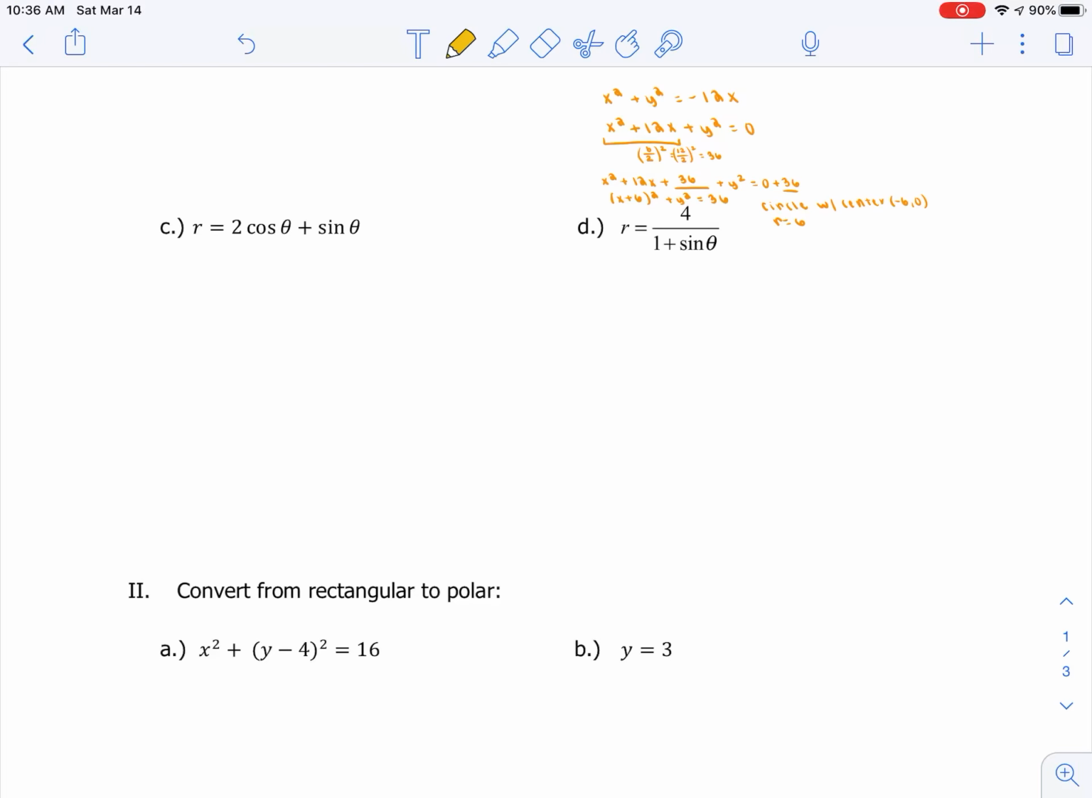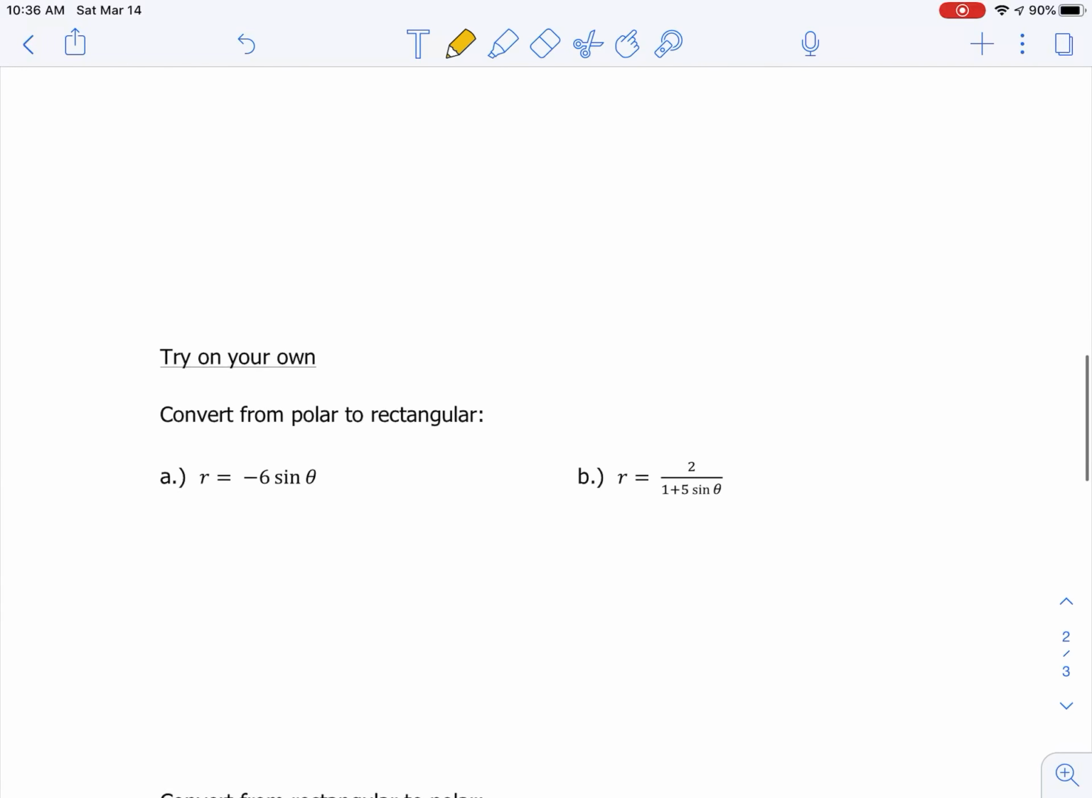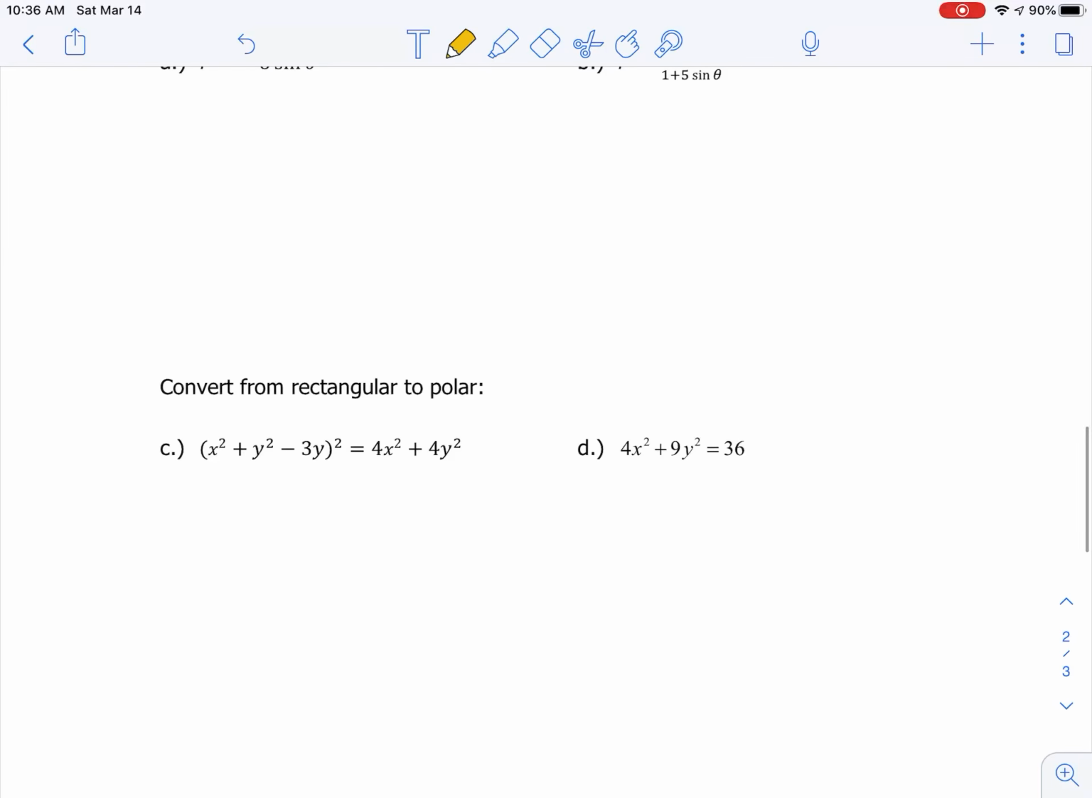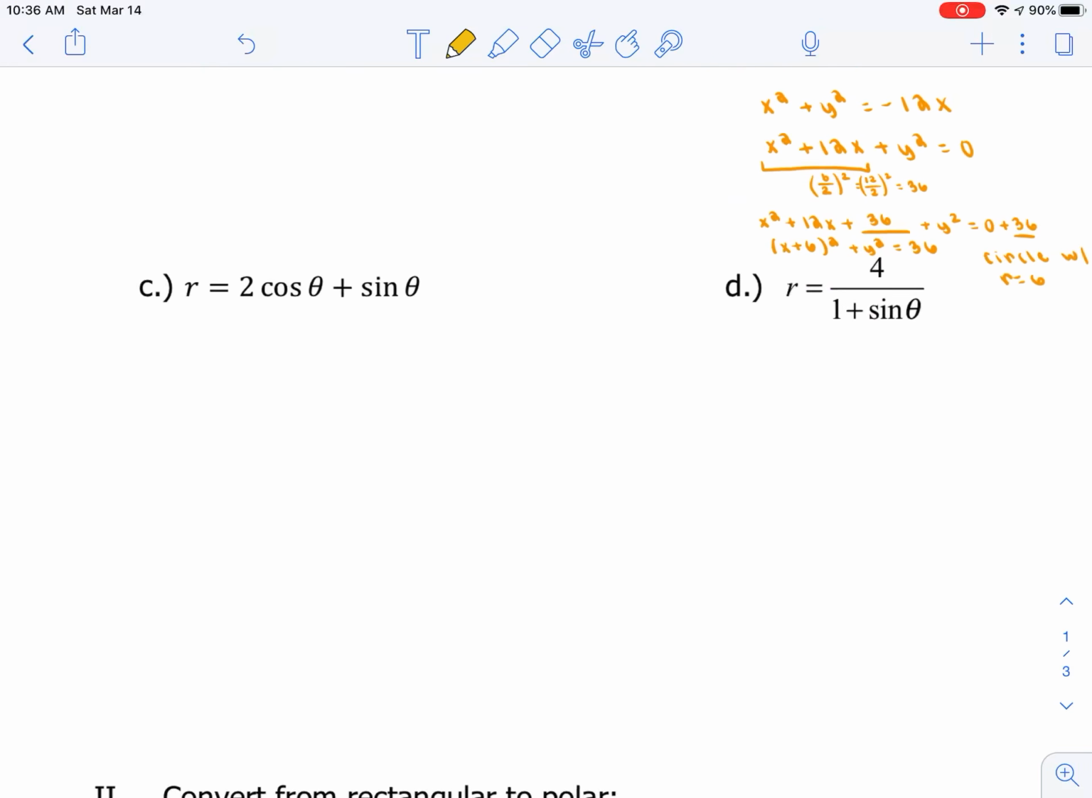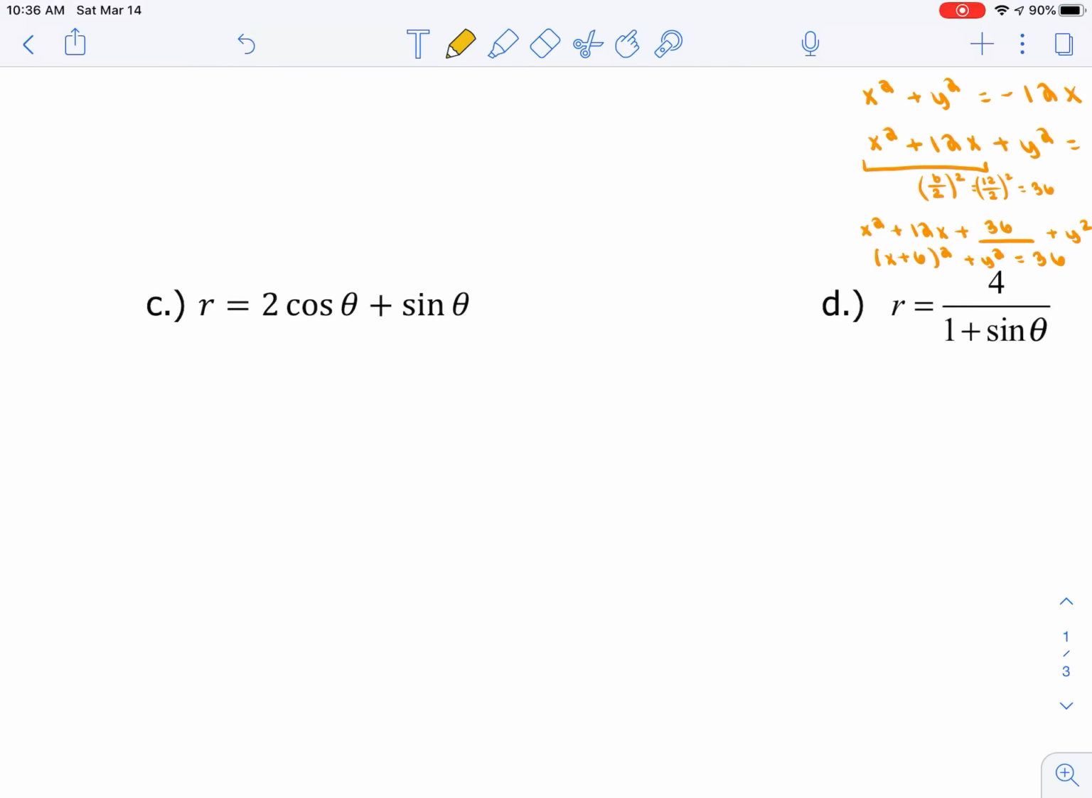I have two more problems that I want to look at with you. And then for your homework tonight, you are going to be completing the rest of this note sheet. Obviously, my key is provided, but do as much as you can without the use of the key. So the final two problems, again, deal with this whole idea of converting.